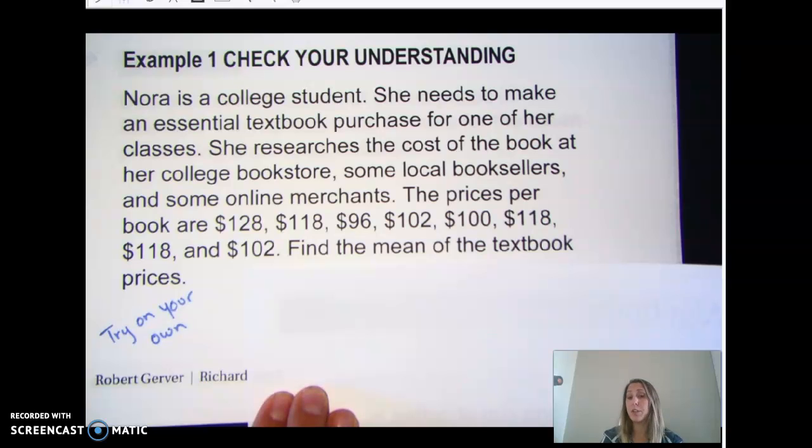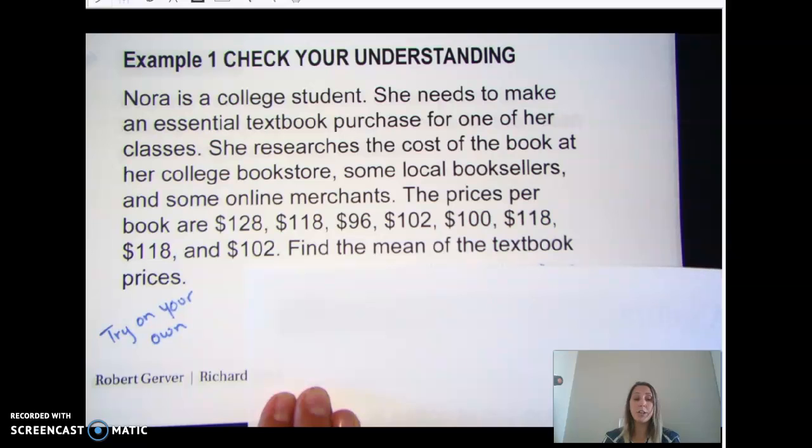Okay, so now I would like you to try an example on your own. This should be in your notes. So we are going to check for your understanding. Nora is a college student. She needs to make an essential textbook purchase for one of her classes. She researches the cost of the book at her college bookstore and some other local booksellers. Just as an FYI, that is a good strategy to do. I can tell you, being in college, my books were very expensive, and sometimes I could find used ones online. So she also checks some online merchants. The prices per book were $128, $118, $96, $102, $100, $118, $118, and $102. I would like you to find the mean of the textbook prices.